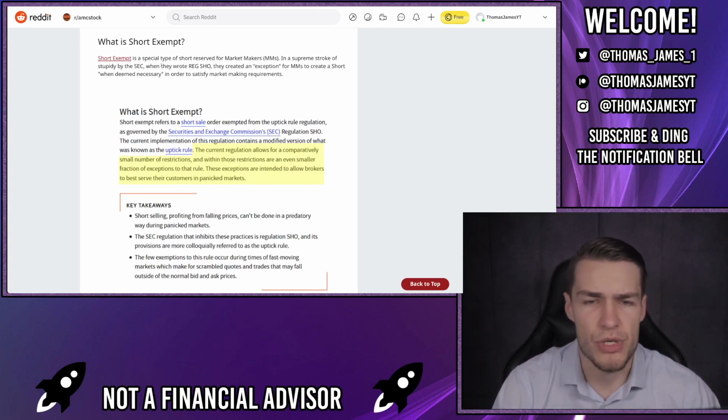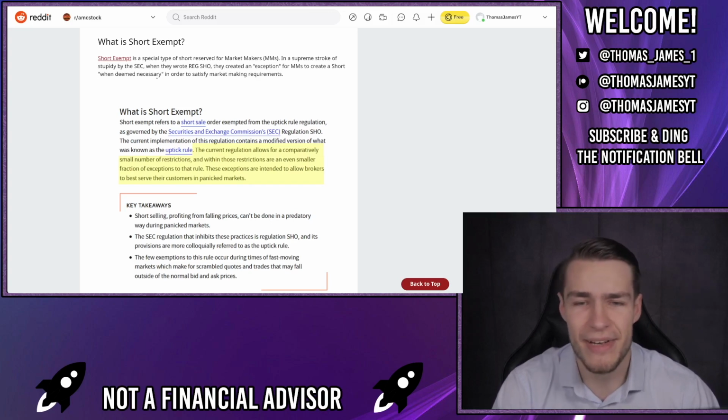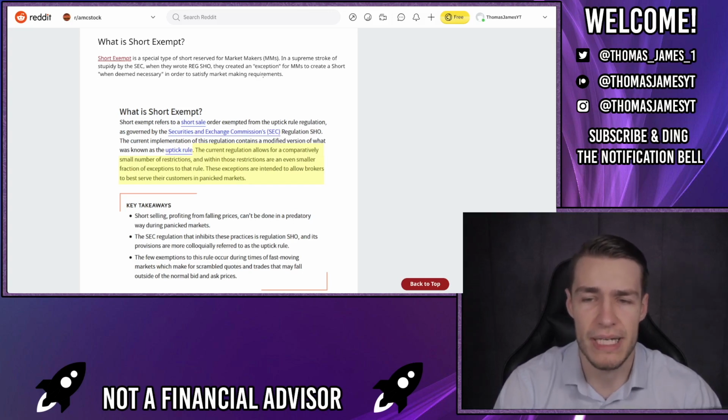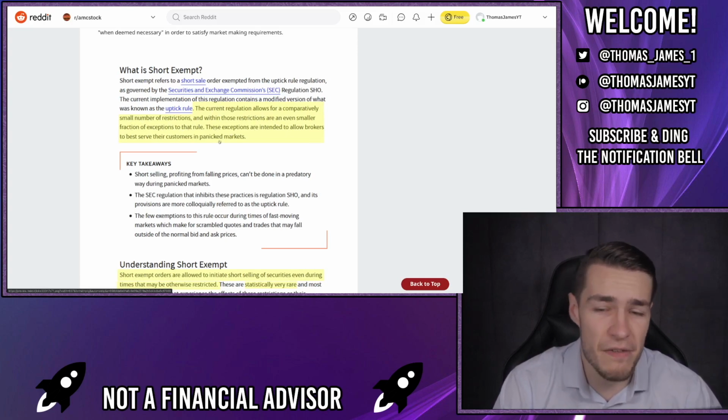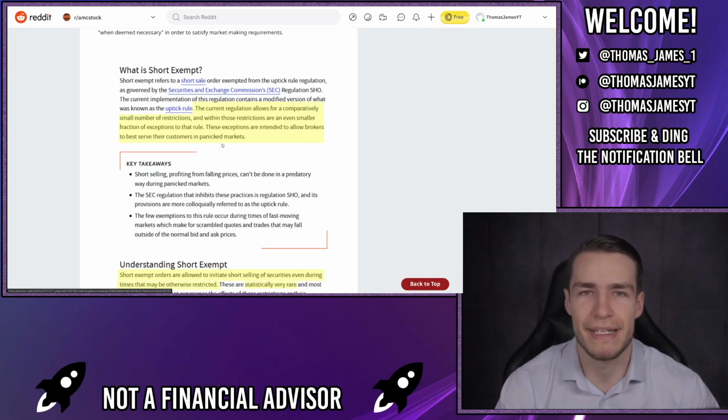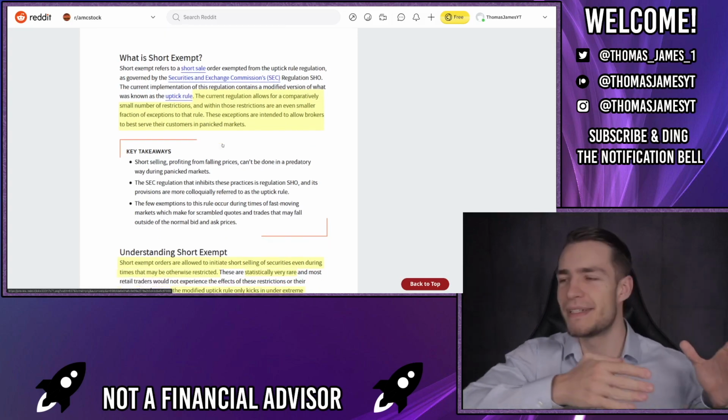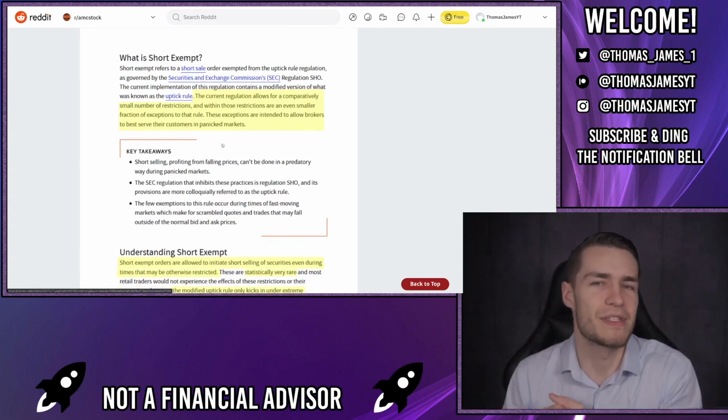In a supreme stroke of stupidity by the SEC, when they wrote Regulation SHO, they created an exception for market makers to create a short when deemed necessary in order to satisfy market making requirements. The current regulation allows for a comparatively small number of restrictions, and within those restrictions are an even smaller fraction of exemptions to that rule. These exemptions are intended to allow brokers to best serve their customers in panicked markets. Best serve their customers, or best serve themselves, I wonder.